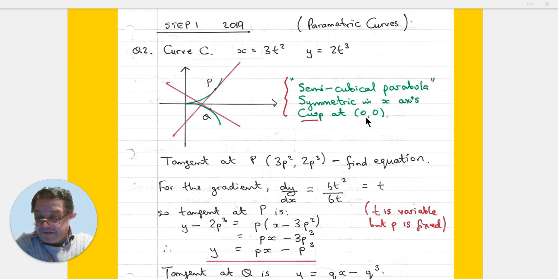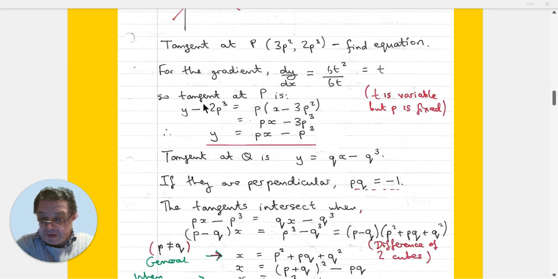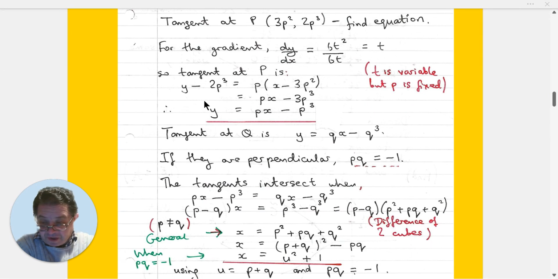Next part, we're having another tangent at a point with parameter q, and we want to find its point of intersection. So I've drawn two tangents there, and we're trying to find where they meet. We're also told that the two lines are perpendicular, so after we've found where they intersect, we're going to use the fact that pq equals minus 1 to simplify. So the tangents will intersect when px take p cubed equals qx take q cubed.